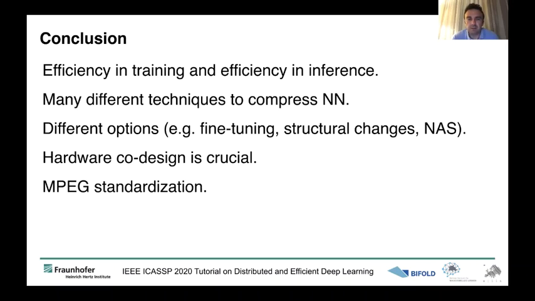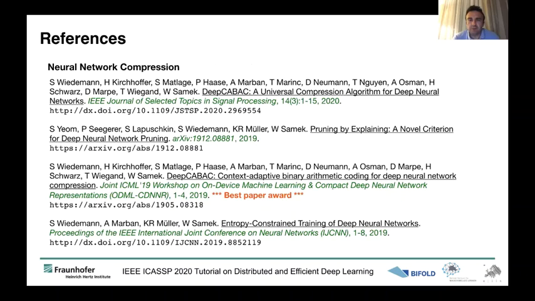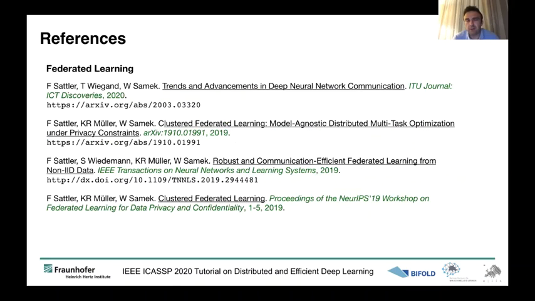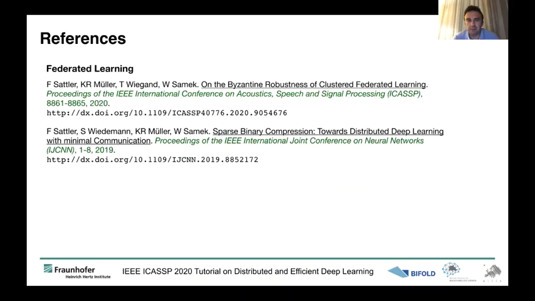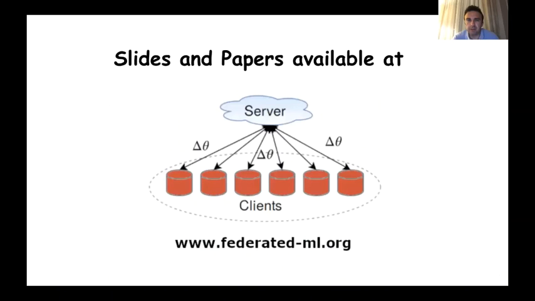And in our MPAL group, we are progressing with compression techniques, and we aim to bring these compression techniques to other use cases like federated learning, where we also see some potential for these methods. So that was it. Here are some references for the papers on neural network compression, efficient deep learning, and also federated learning, which will be covered in the next part by my colleague.